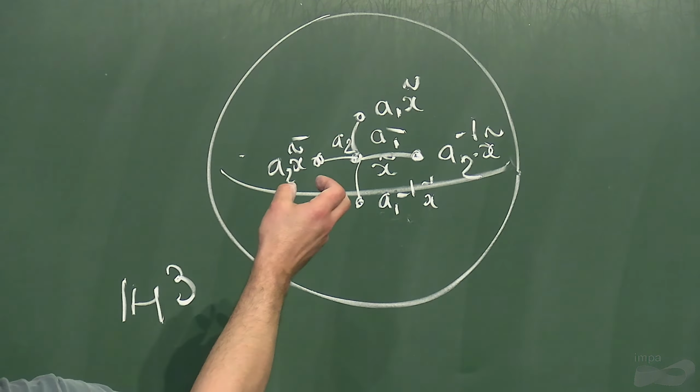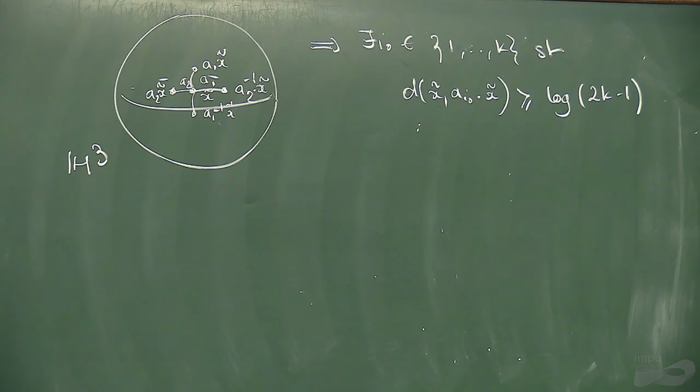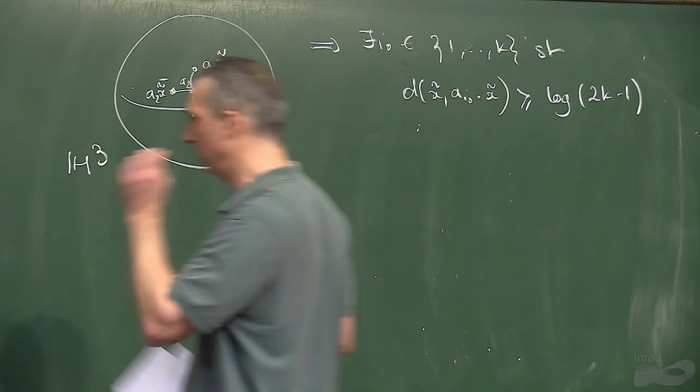Okay? So this is called the log 2k minus 1 theorem because it says that there is at least one index i such that the displacement by the corresponding element of the Kleinian group is bigger than or equal to log 2k minus 1. Okay? So at least one displacement should be large enough. So this is what the theorem says geometrically.